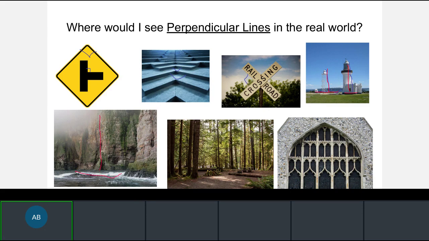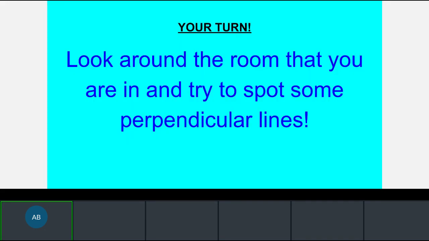You can see perpendicular. Cliffs out in nature have perpendicular lines. I know we use trees for parallel, but they're also perpendicular, unless they're on a mountain. I know my people out there are like, well, sometimes they grow on a mountain and that's not perpendicular. Well, yeah, but if it's flat land, it's perpendicular to the ground. And then in architecture, we use perpendicular lines. So there's lots of places. These aren't just the only ones. So your turn. Go ahead and pause the video, look around the room that you're in, and try to spot some perpendicular lines.